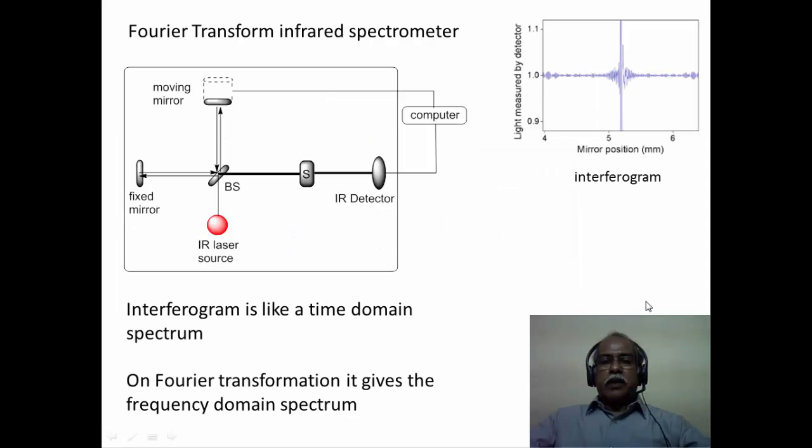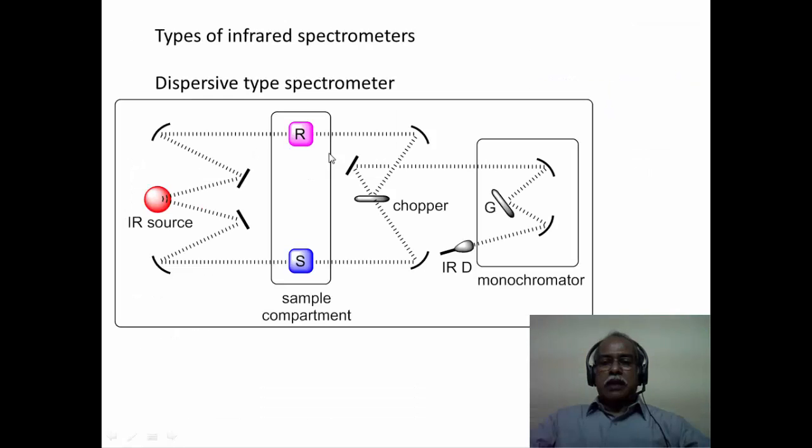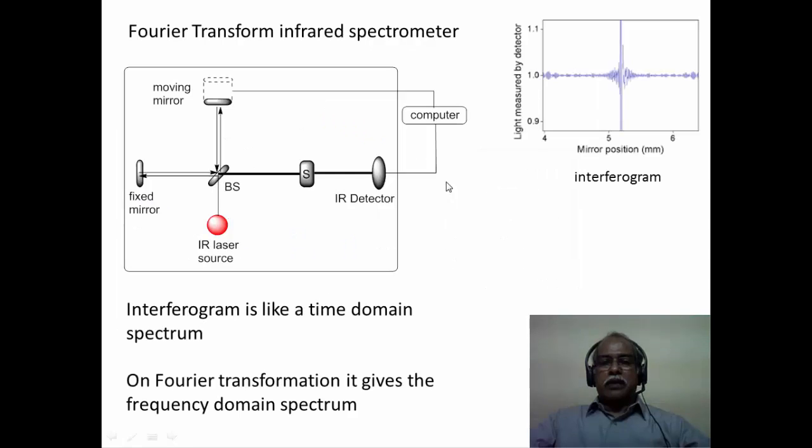The other type of spectrometer is called the Fourier transform infrared spectrometer, which is the most modern spectrometer that is available. In fact, the previous one is an outdated spectrometer. Normally in commercial spectrometers, it is no longer available. Only the Fourier transform infrared spectrometer is readily available these days.